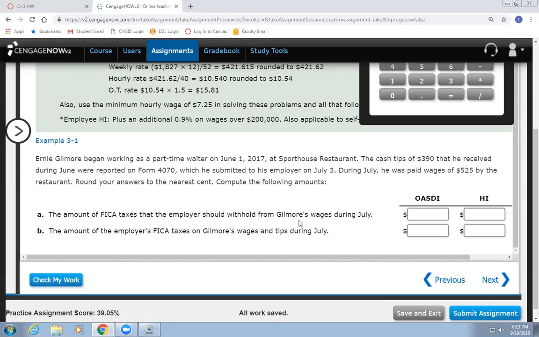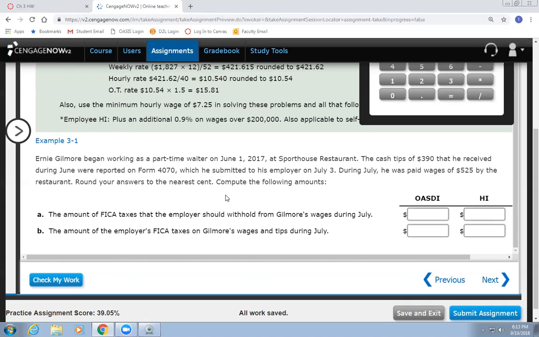Okay, so it wants us to calculate how much FICA taxes the employer should withhold from his wages during July. Well, again, all you really have to calculate are his taxable wages. So you would take his $390 in tips plus his $525 in salary paid by the restaurant. So how much are his total taxable wages?